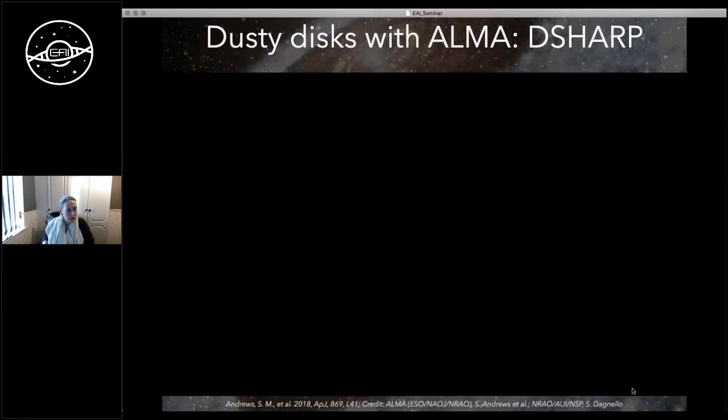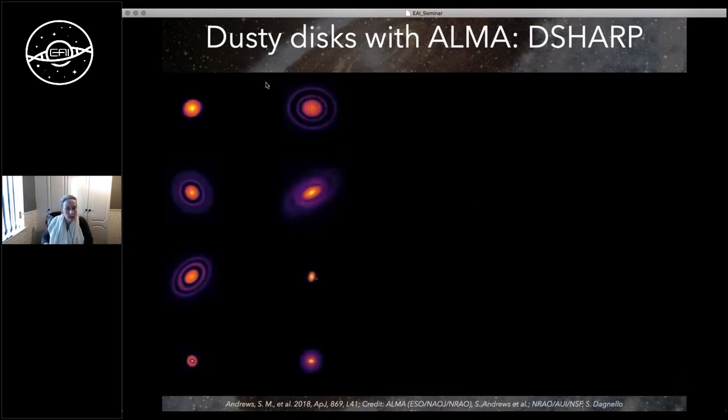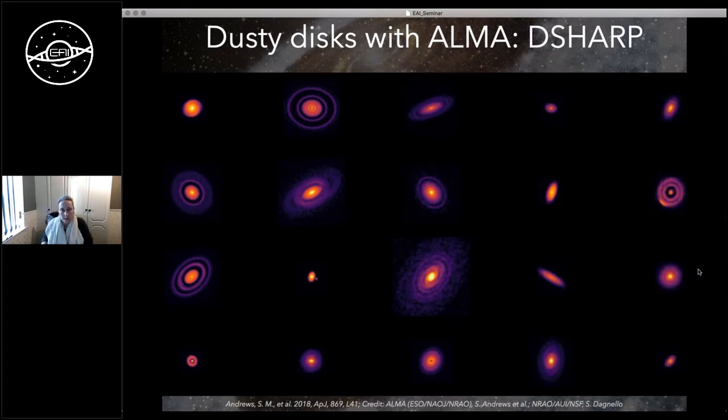So the first key survey that I want to highlight, you may have seen this before, is the DSHARP survey, which was a large program executed a couple of cycles ago and was the first large program dedicated to protoplanetary disks. This program operated at about 1 millimeter and had very high resolution observations of the dust thermal emission from an array of 20 protoplanetary disks, all selected because they were otherwise well studied.